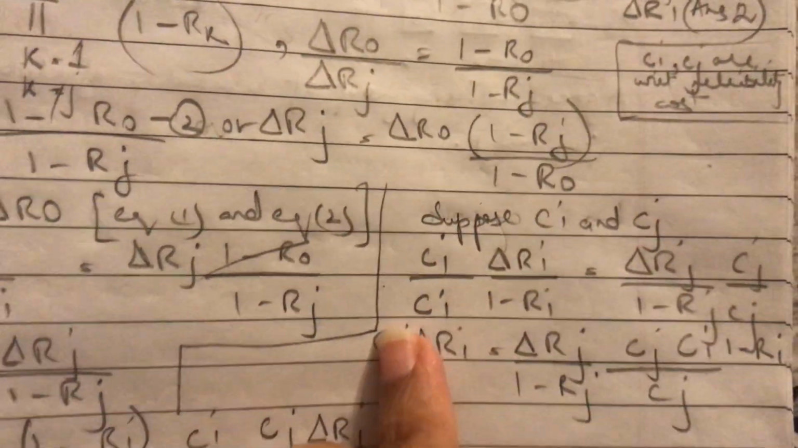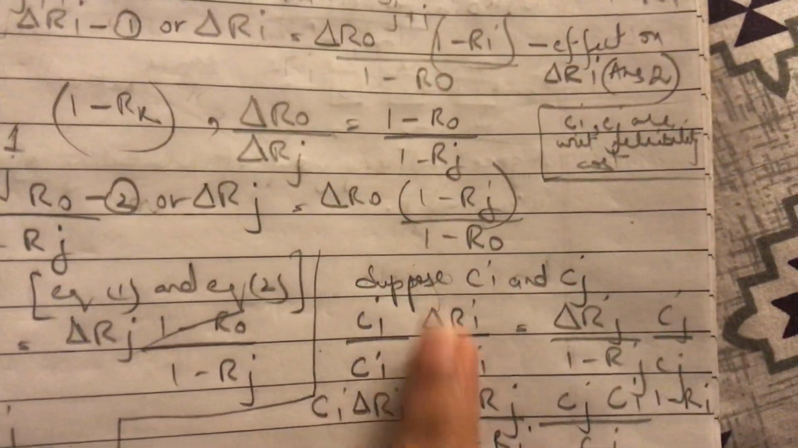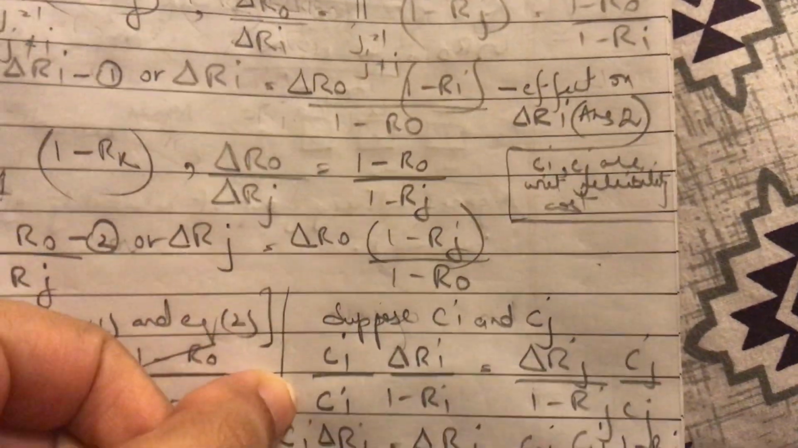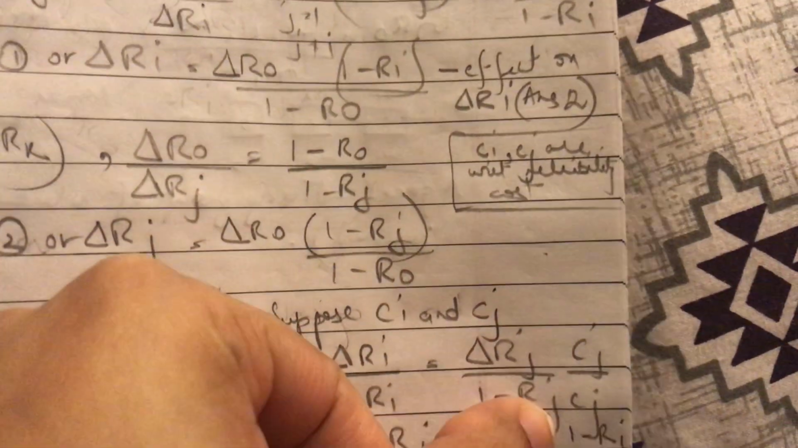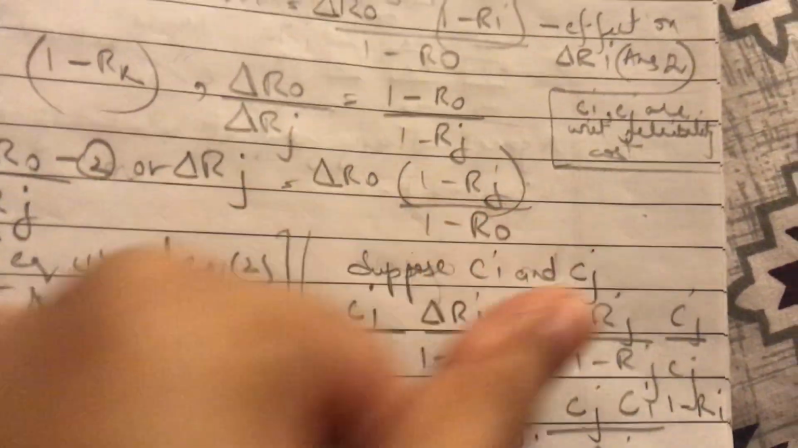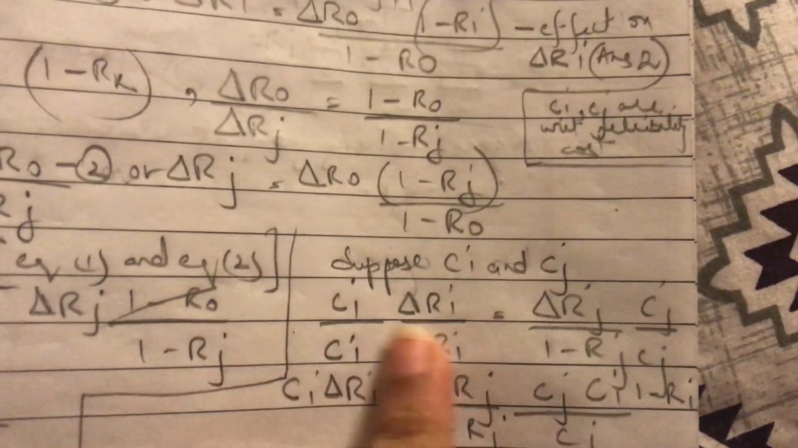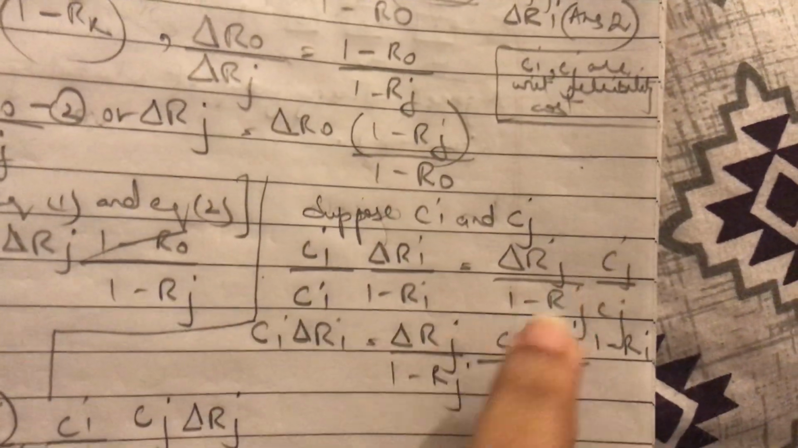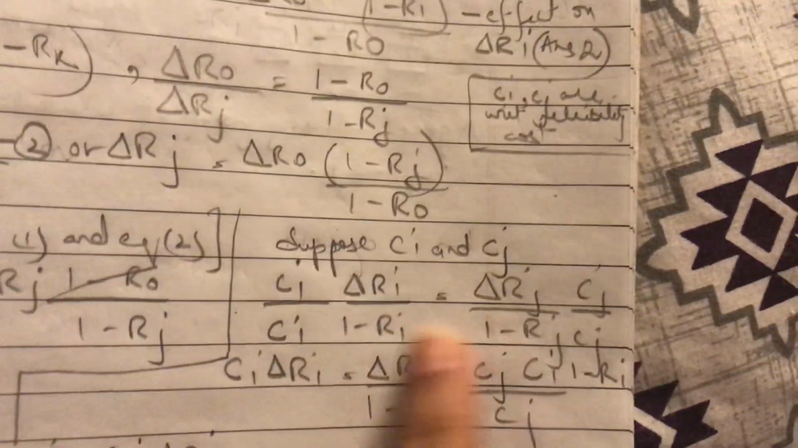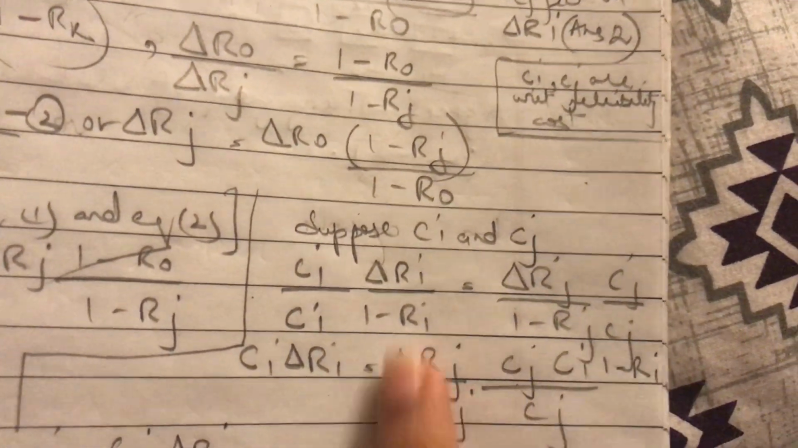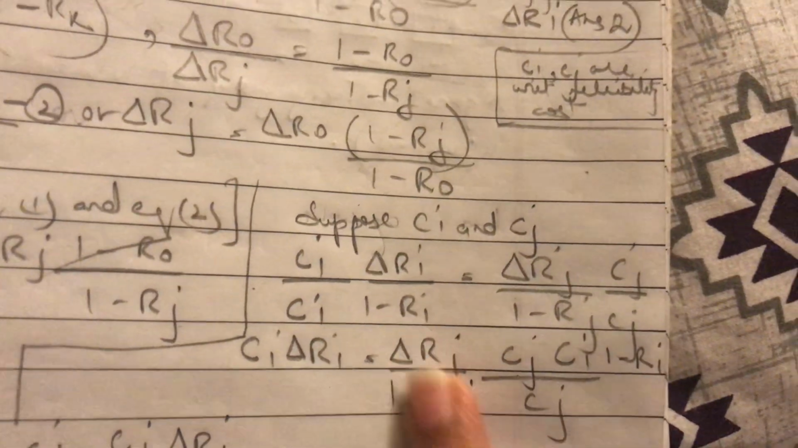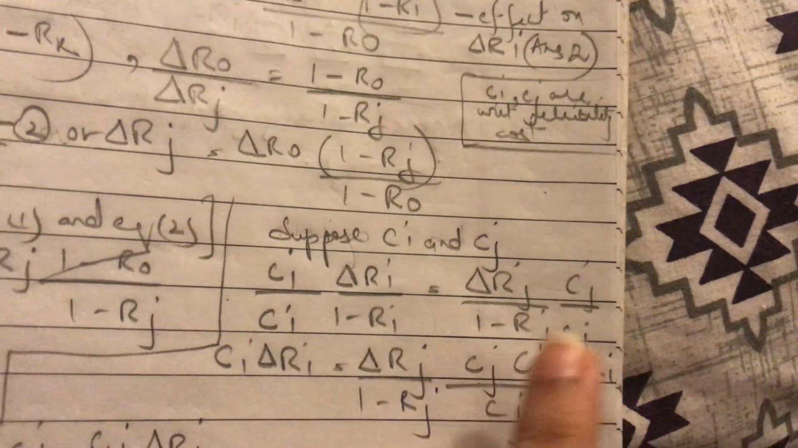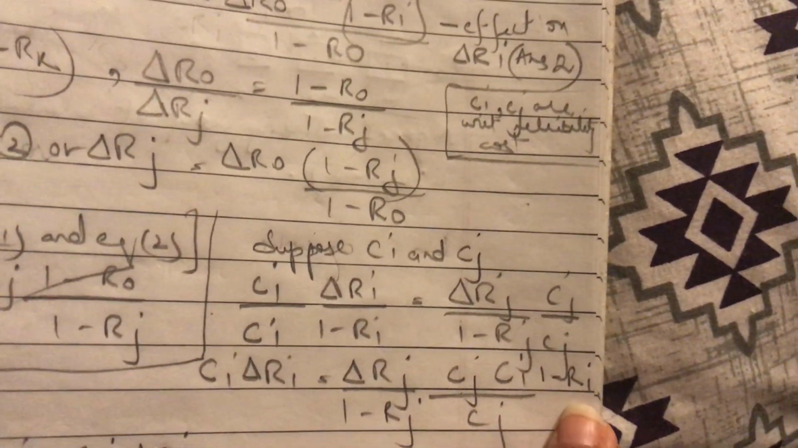Then further, we multiply and divide both sides. So we multiply here by Ci over Ci, and Cj over Cj. We multiply and divide it. So what did we get now? The Ci delta Ri remains here, and this is the equals part. After equals, it remains the same as it was, and this thing comes here, as you see, Ci 1 minus Ri.